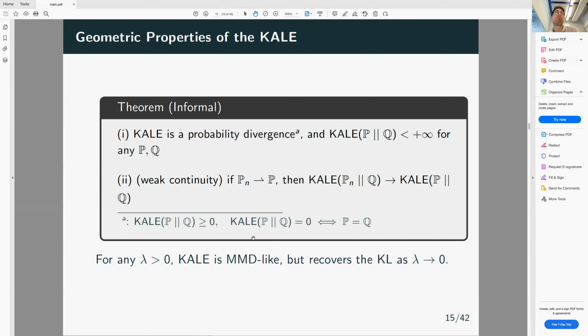We also study in the paper the geometric properties of KALE and show that they are quite similar to the ones of the MMD. So first of all, KALE between P and Q is finite for any P and Q. And also KALE metricizes the weak convergence of distributions, which is the same convergence that is metricized by the MMD. The KALE, however, doesn't metricize it. So essentially for any lambda that is positive, the KALE is MMD-like, but it recovers the KALE as lambda goes to 0.